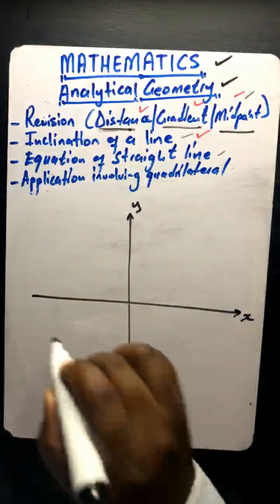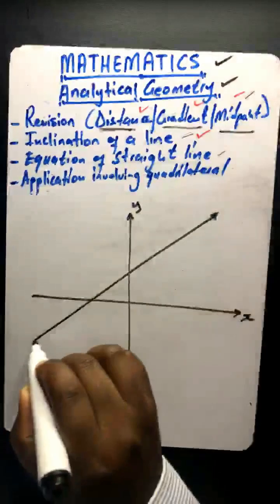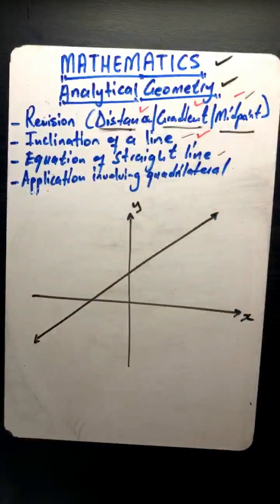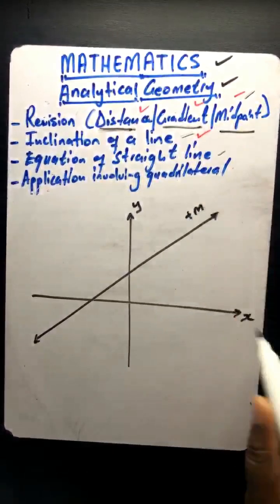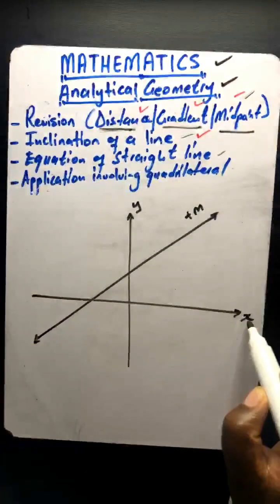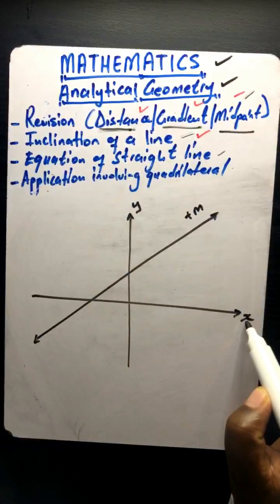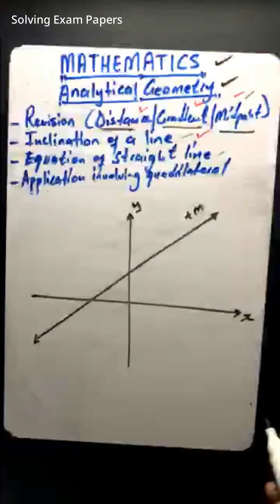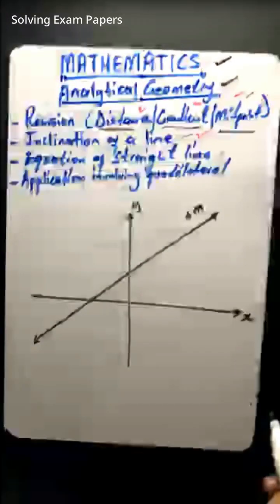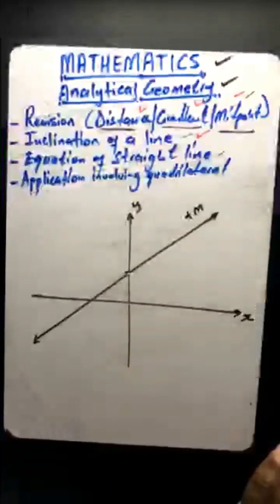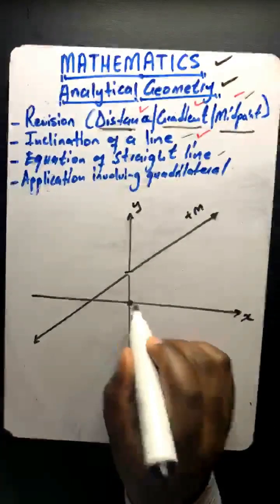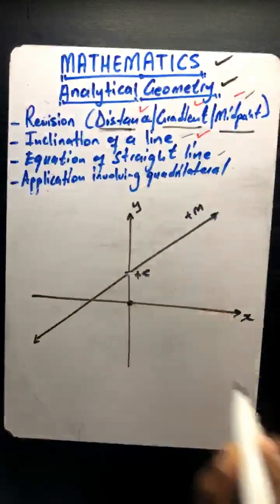So you can have a line similar to that being a straight line. The question that you need to ask yourself is: is this line having a positive or a negative gradient? Obviously, it has a positive gradient. Why? Because it ends in that first quadrant and that third quadrant. Most importantly, does it have a positive or a negative C value? You can see that it cuts the y-axis above the origin where y values are positive.